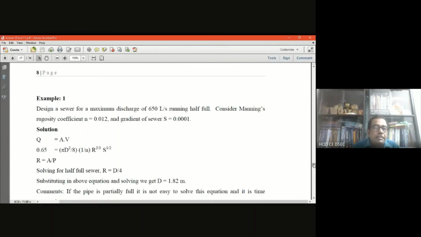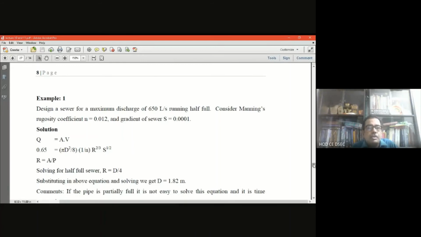Before closing my lecture today, I am just showing you an example of what we have learned today regarding hydraulic sewer design. Before closing this lecture, I must highlight one example to clarify much more of what we have fundamentally learned from the hydraulic sewer design. One numerical, I am just giving one example.